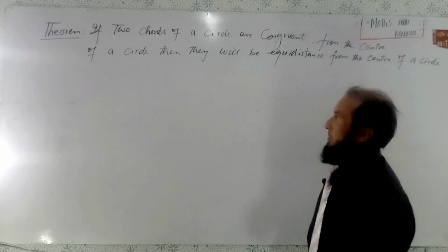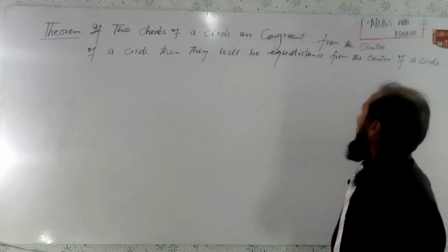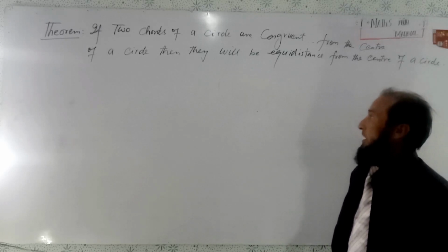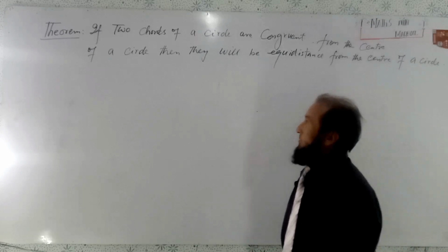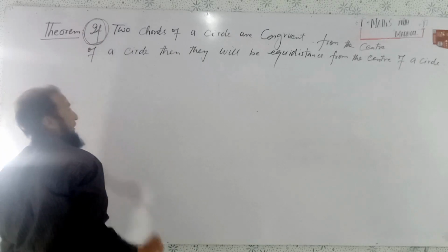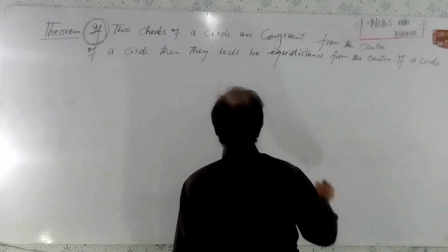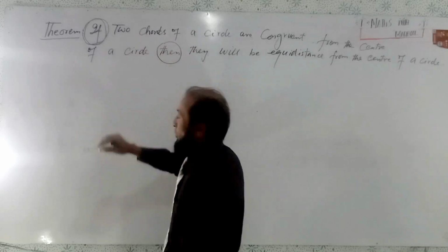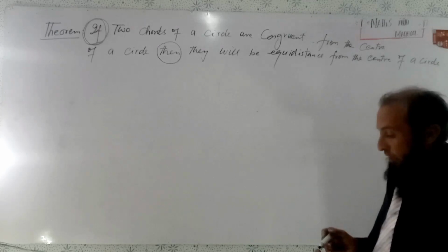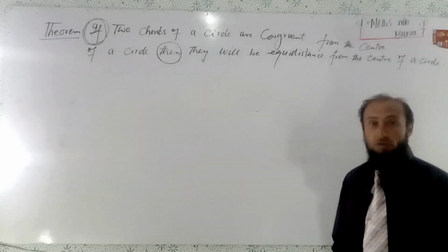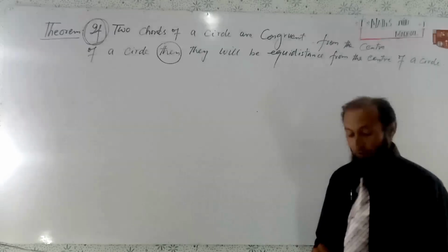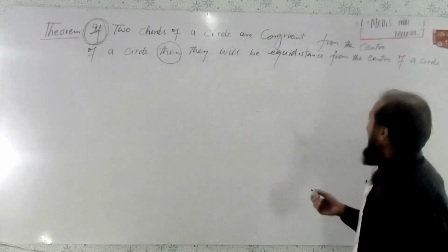We will prove the statement. If two chords of a circle are congruent, then they will be equidistant from the center of a circle. Look here: the "if" part is used for the given, and the "then" part is used for what is to prove. Now there are two statements. If two chords of a circle are congruent, it is already given. So first of all, we draw a circle.